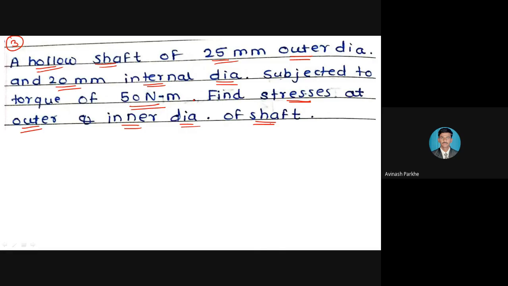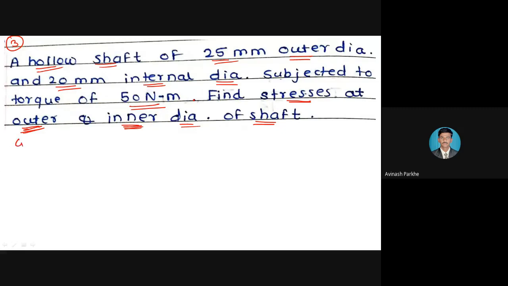One hollow shaft is there. That hollow shaft has external diameter 25 mm and internal diameter 20 mm, and it is subjected to a torque of 15 Newton meter. We have to find the stresses. Which type of stresses? The shaft is subjected to only one type of stress: shear stress only. It is not subjected to volumetric, tensile or compressive stress. Since they have not mentioned a word like shear, we have to assume that we calculate the shear stresses induced at the outer diameter as well as the inner diameter.